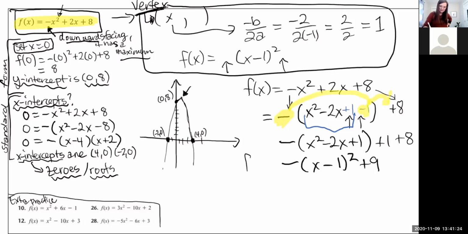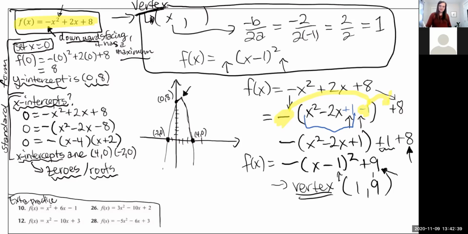So that tells me a little bit more. So what is the complete vertex now that I see that? 1, 9 from h and k in there. Okay, so your vertex is (1, 9), which does make sense with our picture so far, right?